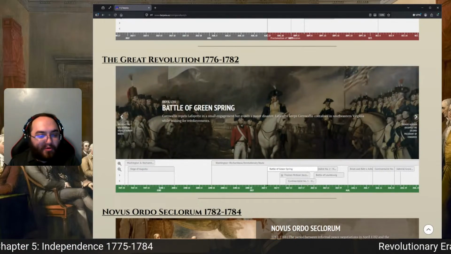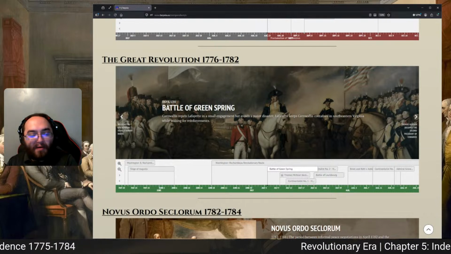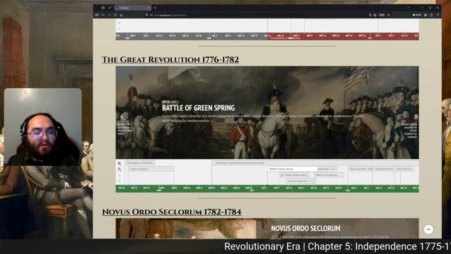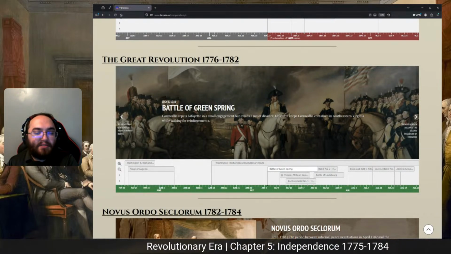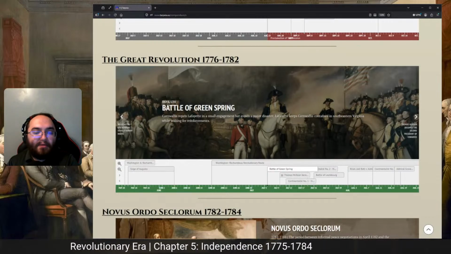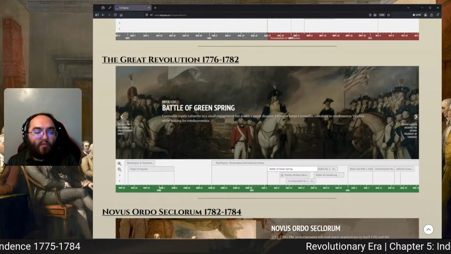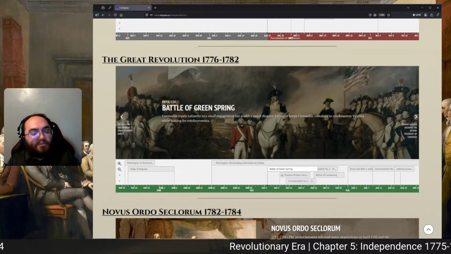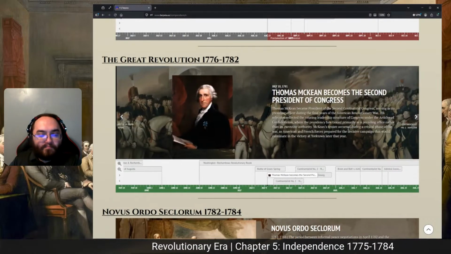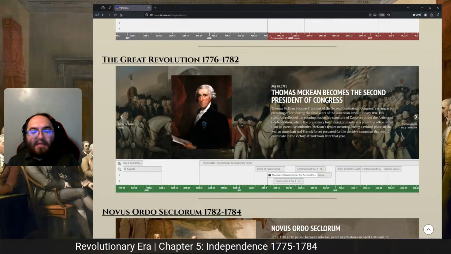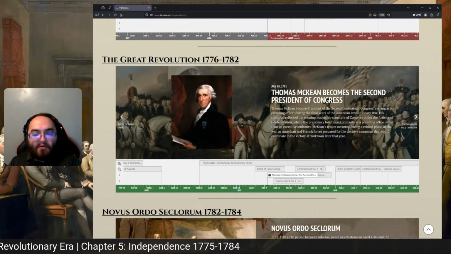And so while that march is going on, you have some other smaller battles like the Battle of Green Spring. Cornwallis repels Lafayette in a small engagement, but avoids a major disaster. Lafayette keeps Cornwallis contained in southeastern Virginia while awaiting reinforcements from Washington and Rochambeau. Thomas McKean becomes the second president of Congress.